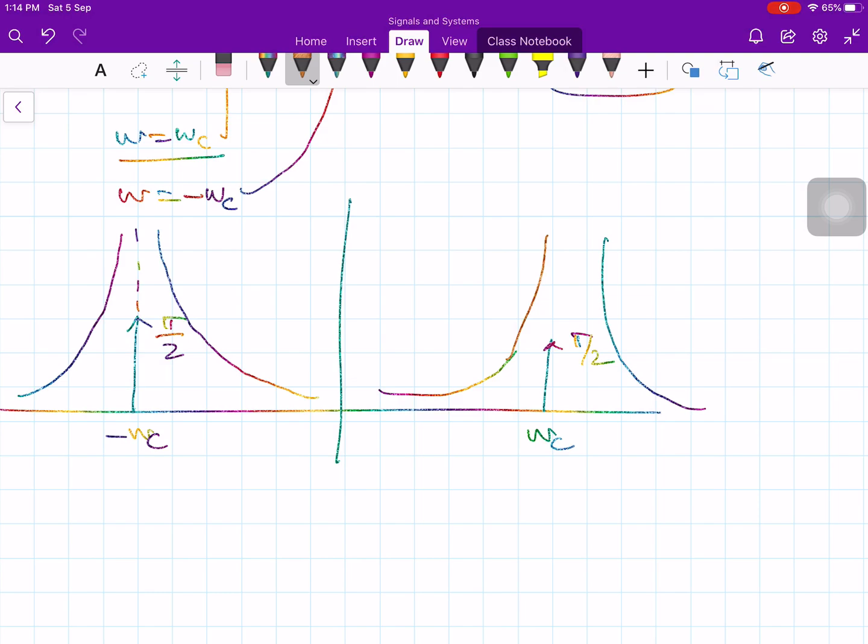Therefore you would have spikes at omega equals omega c and omega equals minus omega c. So let me check the property result. Where is it? Sin omega naught t.